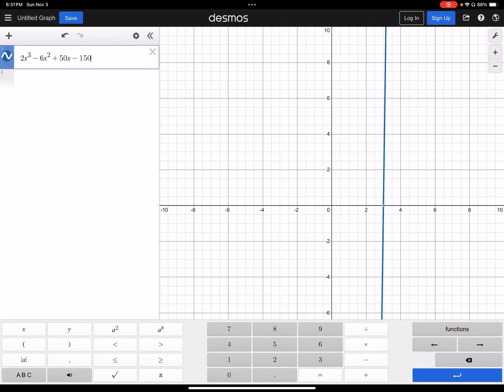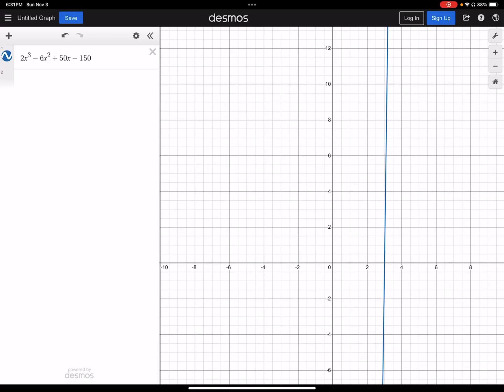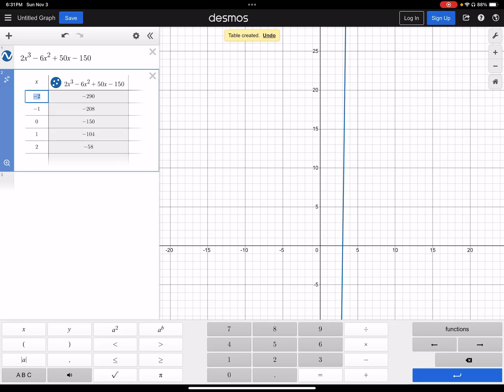Okay, so the 1 zero that we see there is at 3. That's what we were looking for. We need to check that at 1. Let's see, when I'm at 1, we can turn this into a table. Just like that. And at 1, you see that I'm at negative 104. So that is correct. Okay.